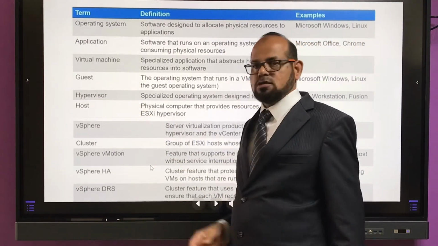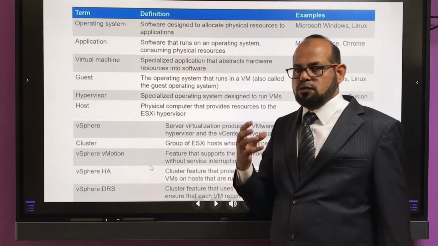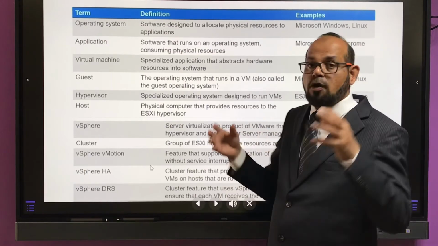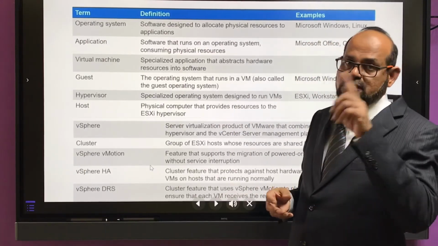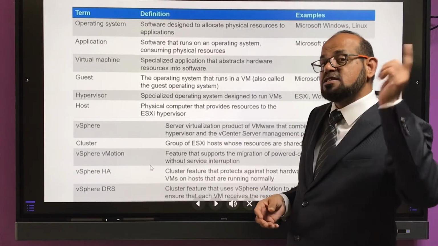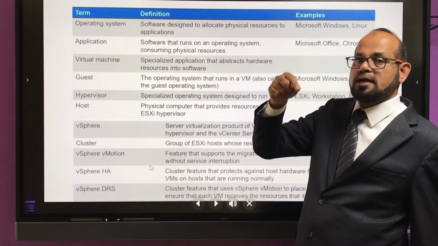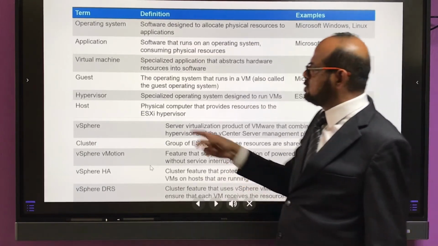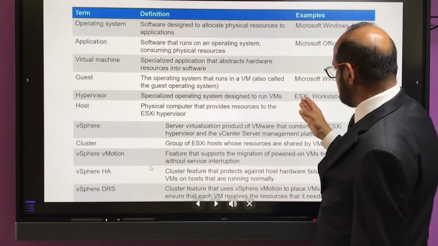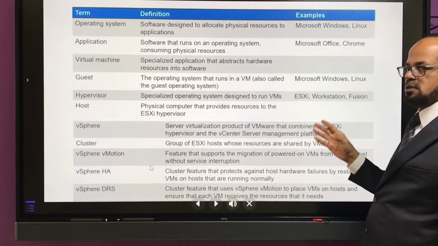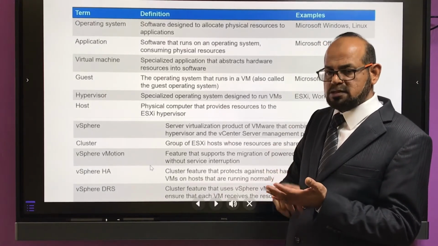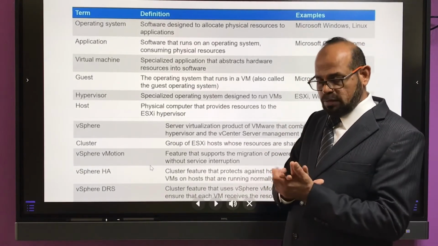Now, in order to run a virtual machine application, you will require a specific type of host or a specific type of operating system, because the application will run in an operating system. That special type of operating system which runs a virtual machine is called a hypervisor. This hypervisor is a specialized operating system designed to run VMs. ESX host is one of the hypervisors. You can also utilize the hypervisor feature in Windows 2019 server and 2016 server, and they are very good.